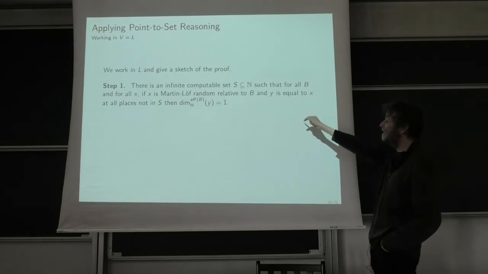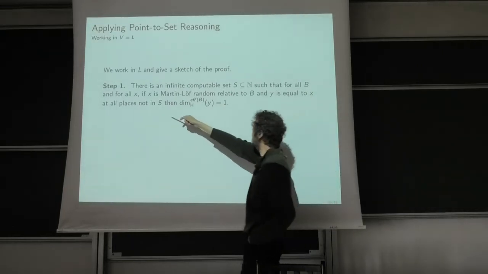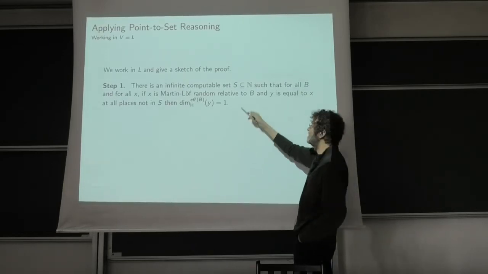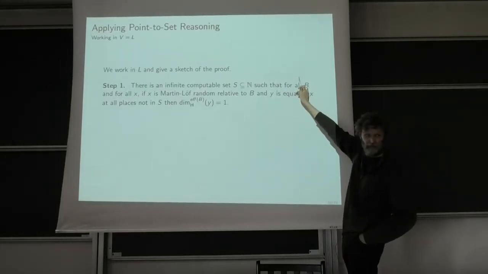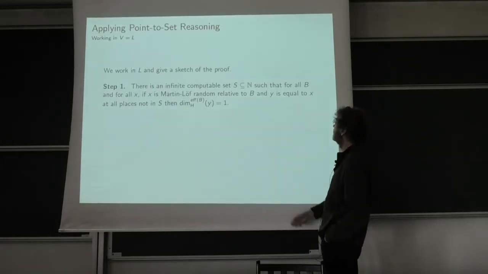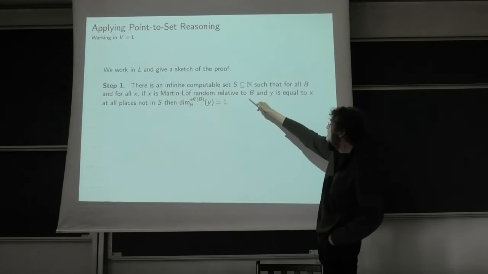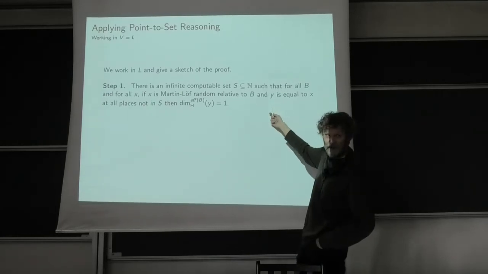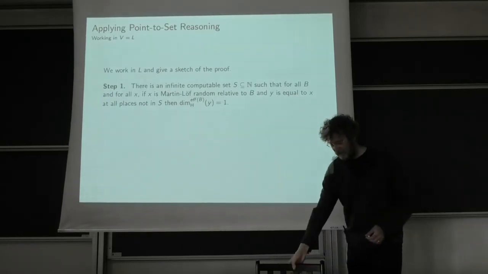Step 1 is there's an infinite computable set S of natural numbers such that for all B and for all X, if X is Martin-Löf random relative to B, so no matter what oracle B you take, if you take a real that's random relative to that oracle, and change its values on S, then you get a new thing, Y, such that the effective dimension of Y relative to B is equal to 1. Let me draw a little picture here.